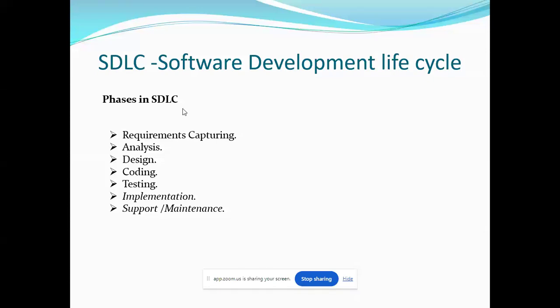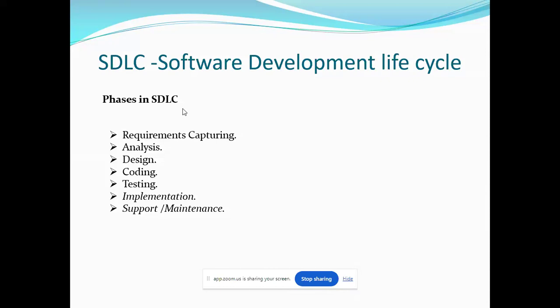See, without requirements we cannot go with analysis. Without analysis we cannot go with the design. Without design we cannot go for the coding. Without coding we cannot do the testing. So it's an order. It's a cycle. In case anyone asks you to tell the SDLC, you cannot say testing, coding, designing like that. It should be in the order: requirement capturing, analysis, designing, coding, testing, and implementation. After implementation, we go with support and maintenance.